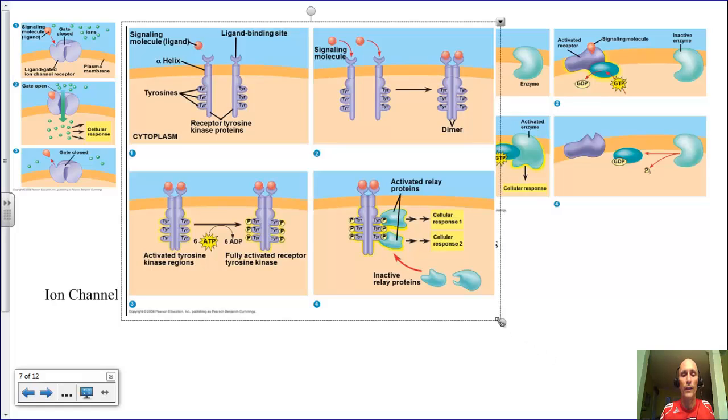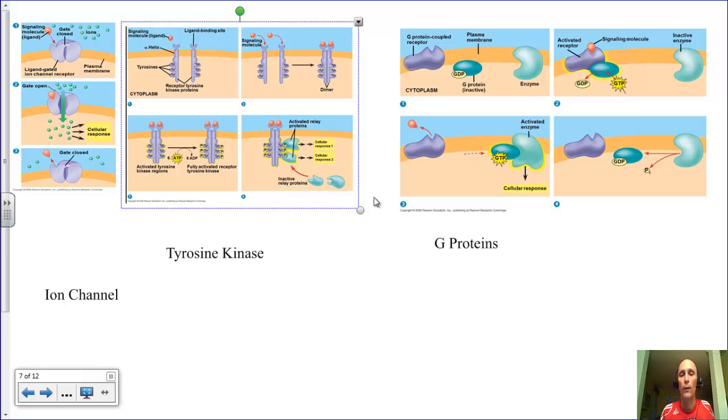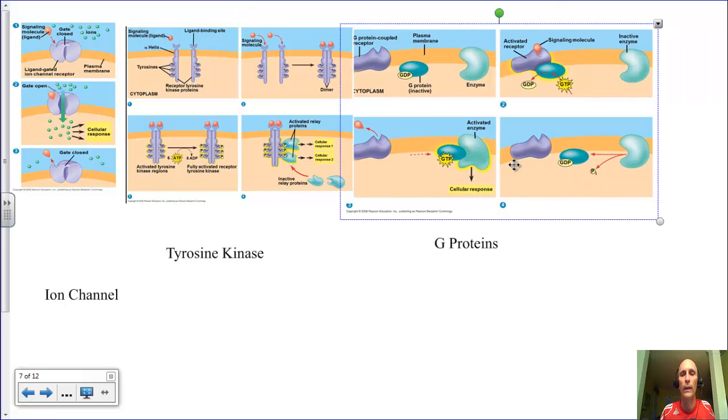So tyrosine kinases are going to be activating proteins as a result of these phosphorylation events. They're going to phosphorylate themselves, and then they're going to be activating other proteins which are inactive until they've been phosphorylated, and then they phosphorylate something, and then they phosphorylate something in this little cascade until we actually get what the cell response is going to be. So that's tyrosine kinase.